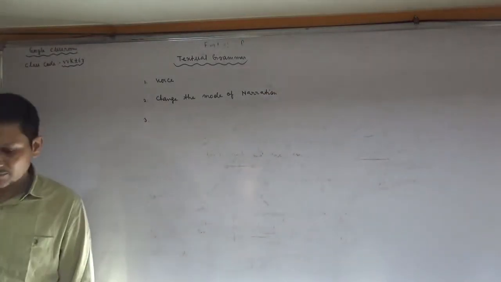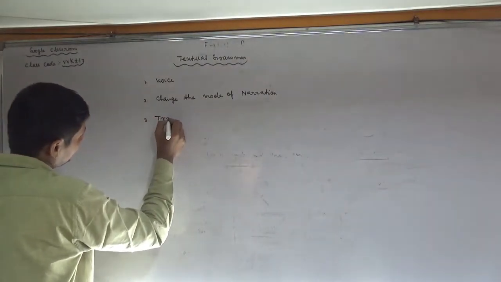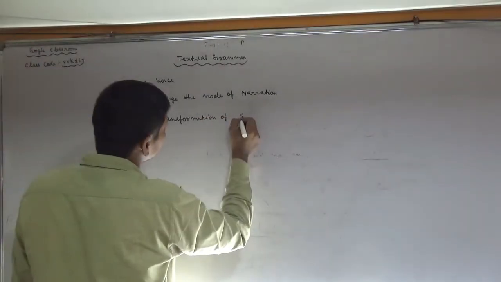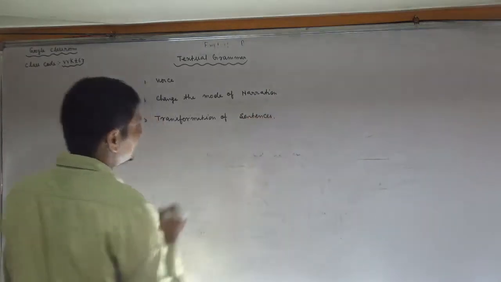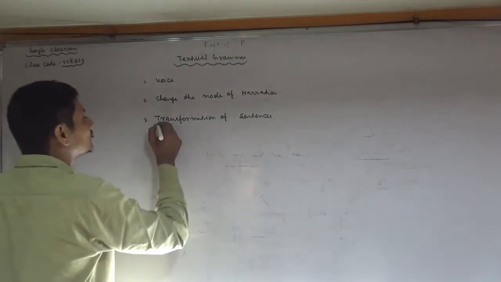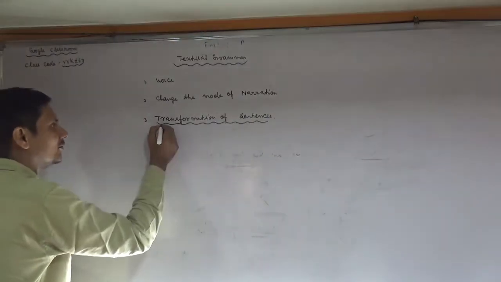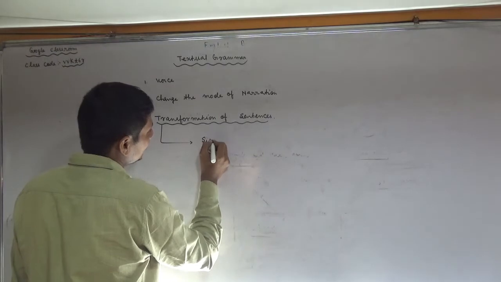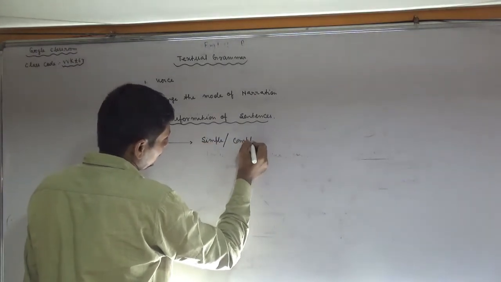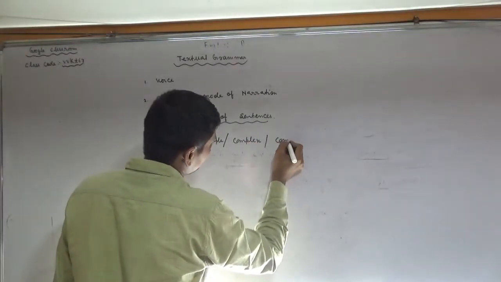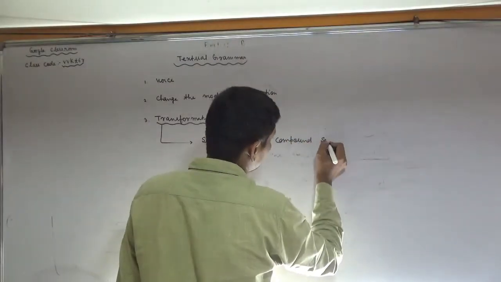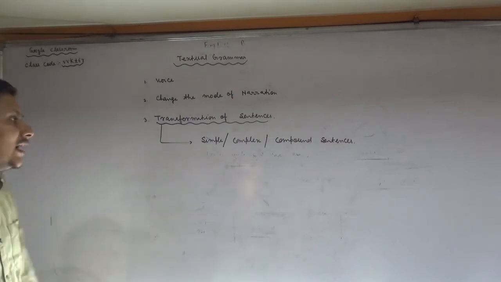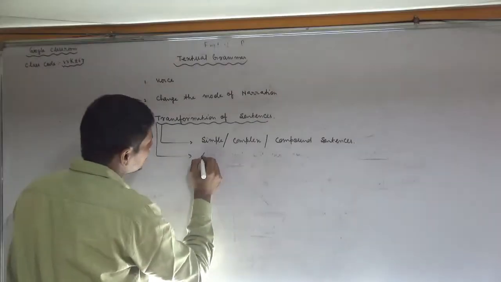After that we have to study transformation of sentences. In transformation of sentences, we have to cover the following topics. First one is simple, complex and compound sentences. In transformation of sentences, the first part is simple, complex, compound. After that, we have to cover the topic degrees of comparison.